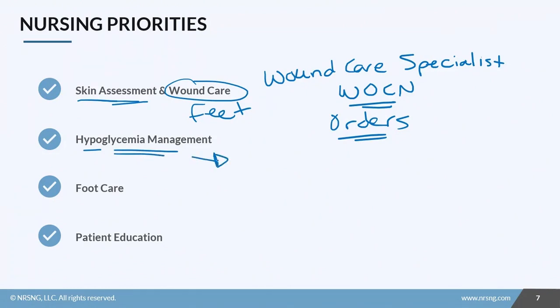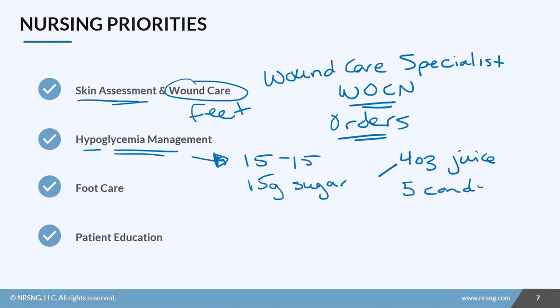So what we do is we use the 15-15 rule. We're going to give them 15 grams of sugar in some form. This could be 4 ounces of juice, or it could be like 5 pieces of candy. And some places will even have glucose tabs or a glucose gel. Whatever your facility uses, make sure you give them 15 grams of sugar, and then you're going to check again in 15 minutes. Okay, so recheck in 15 minutes. Give them 15 grams, recheck.